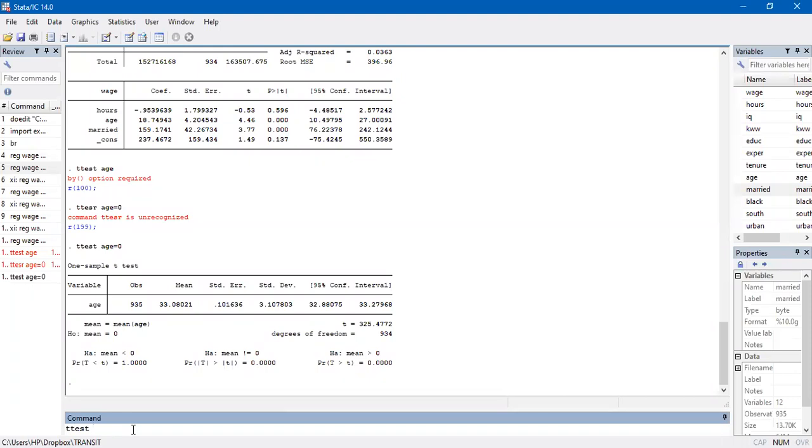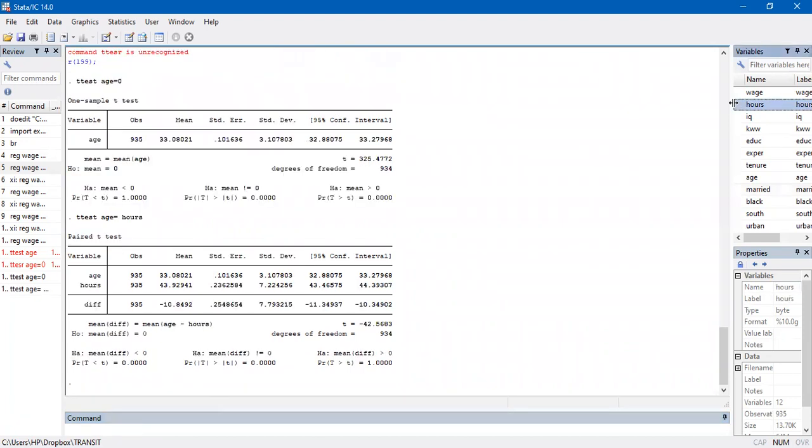Assuming we want to test that the mean of age is equal to the mean of hours of work. Okay, so here we are testing that, and the null hypothesis is that there is no difference in their means. So beta 1 minus beta 2 is equal to 0. That is the null hypothesis. They are the same: beta 1 is equal to beta 2, or beta 1 minus beta 2 is equal to 0.